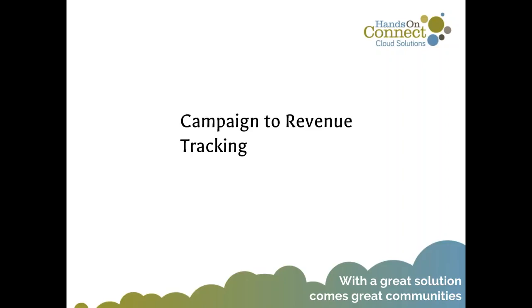One of my favorite uses for campaigns in the donor world is the campaign to revenue tracking. Directly ties the dollar back to a campaign source. From there, you can use the campaign analytics to measure the effectiveness of different campaigns and help you optimize your future efforts. And you can do this one of two ways. You can do it manually, or you can automate the process itself.